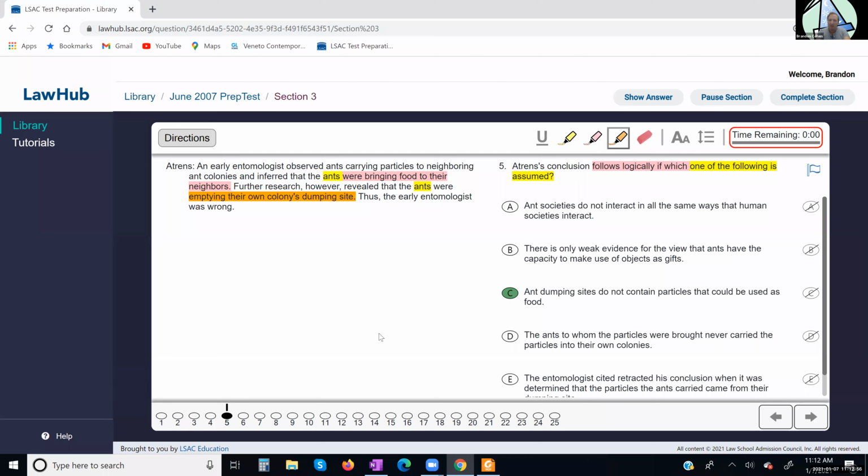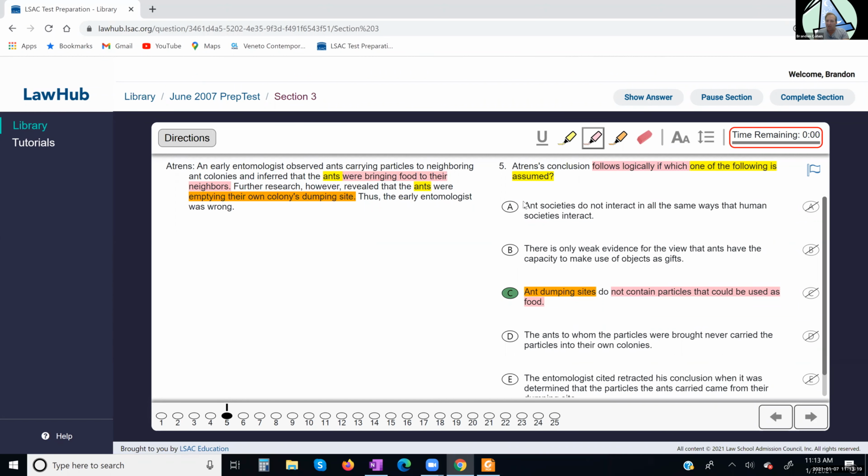So if you're emptying the dumping site, then we're not bringing food. That's the jump. Not bringing food came out of nowhere, we have no evidence about them actually bringing food or not. We need to have something from the evidence to connect to that. And C will do that. Okay. Ant dumping sites, which is the orange, do not contain particles that could be used as food. Not food. This is exactly connecting that.